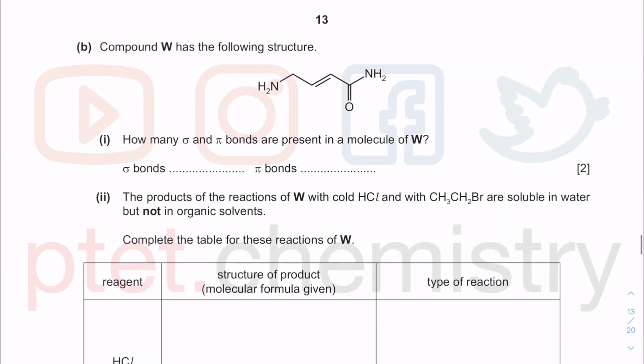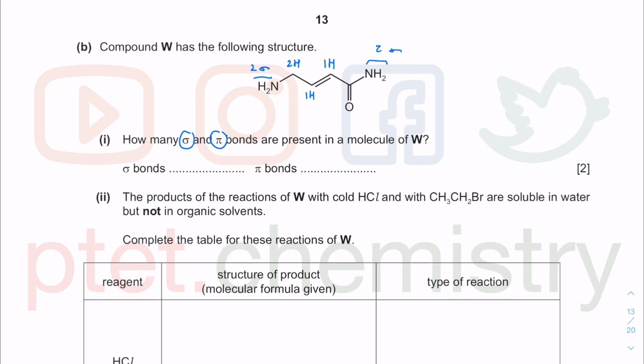Compound W has the following structure. Count the sigma and the pi. So if you think about the sigma here, you have 2 sigma. Carbon forms 4 bonds, 1, 2. So there's 2 hydrogen there. There's 1 hydrogen there, 1 hydrogen, and there's 2 hydrogen there, so there's 2 sigma there.